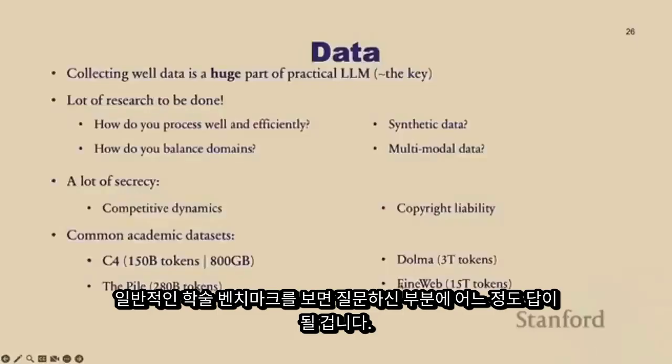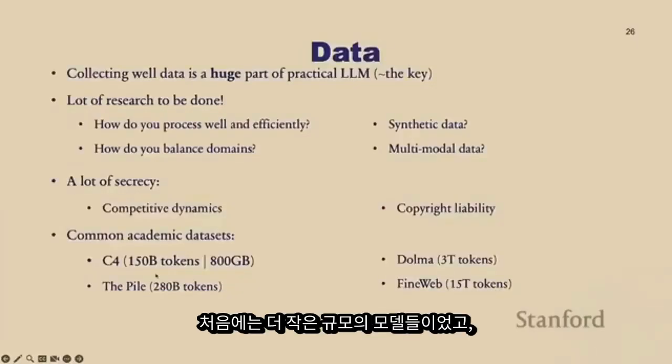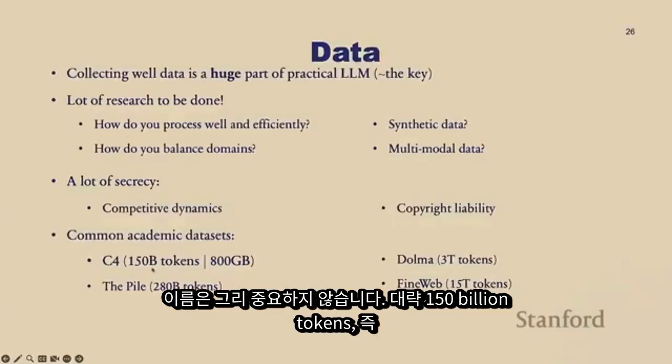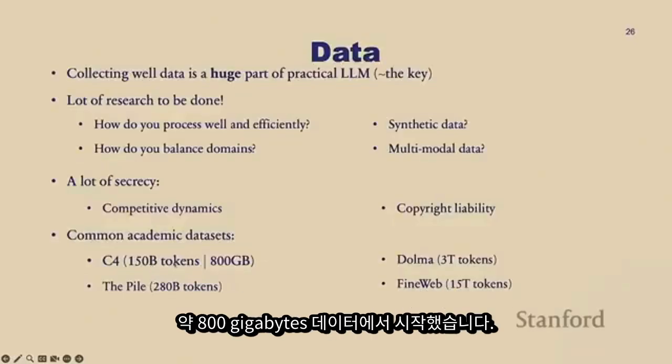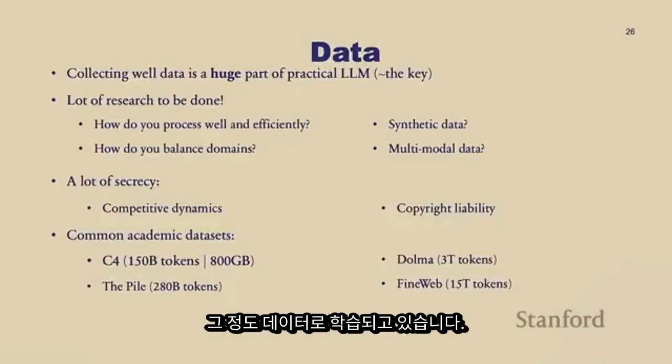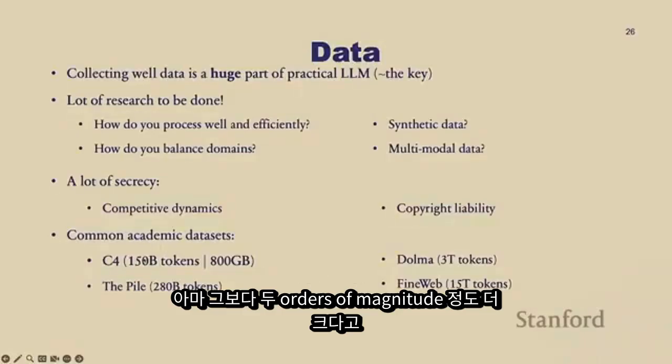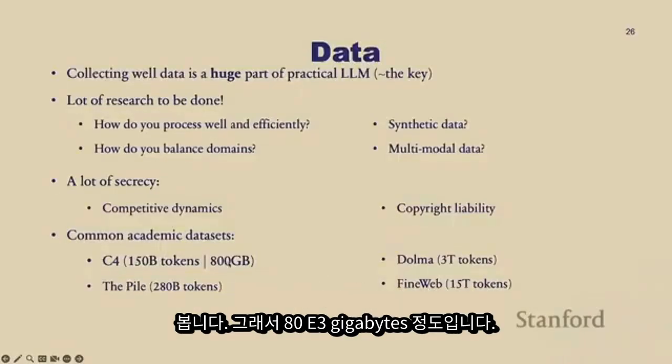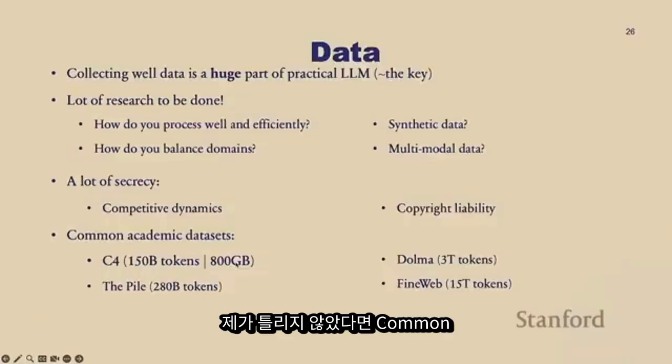So that will kind of answer what you asked. Those are the smaller ones. The names are not that important, but it started from around 150 billion tokens, which is around 800 gigabytes of data. And now it's around 15 trillion tokens, which is the size that the best models right now are probably trained on. So 15 trillion tokens is probably two orders of magnitude bigger than that, so that would be around 100 to 1,000 times filtering of the Common Crawl, if I'm not mistaken.